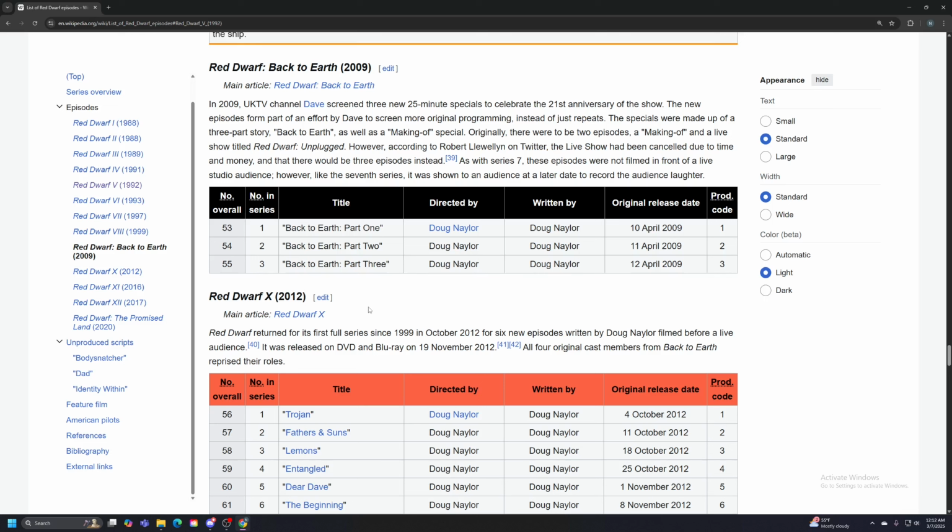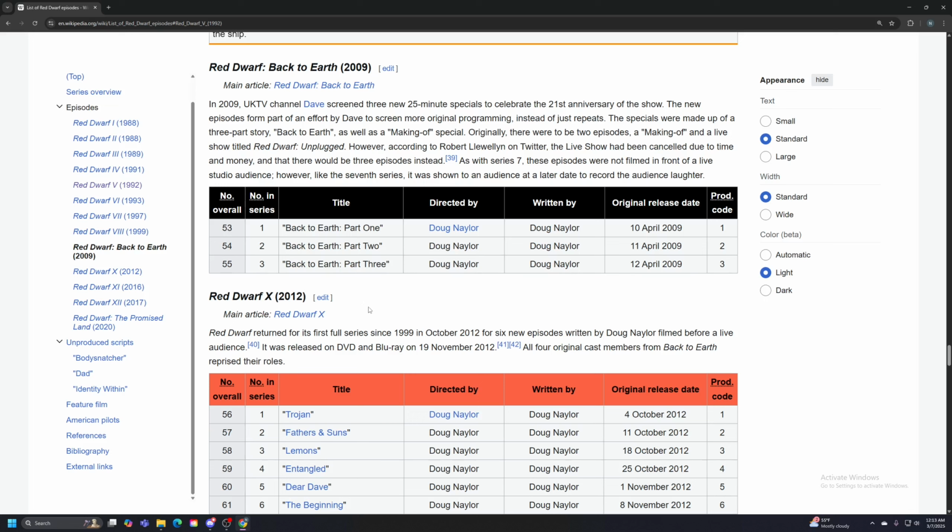Red Dwarf, Back to Earth, 2009. In 2009, UK TV channel Dave screened 3 new 25-minute specials to celebrate the 21st anniversary of the show. The new episodes form part of an effort by Dave to screen more original programming instead of just repeats. The specials were made up of a 3-part story, Back to Earth, as well as a making-of special.